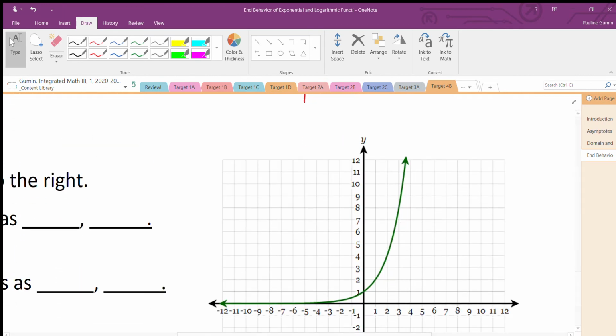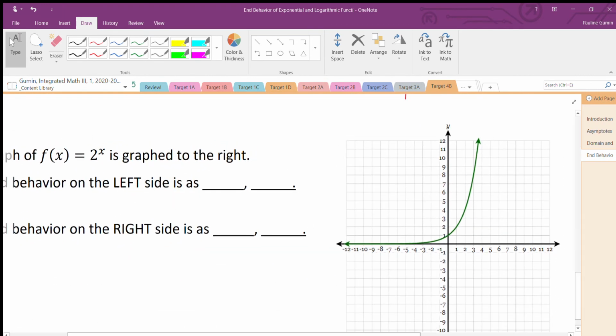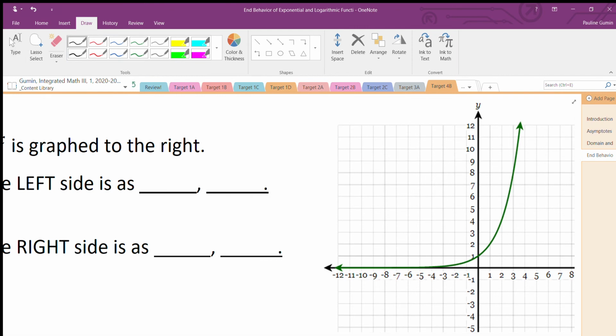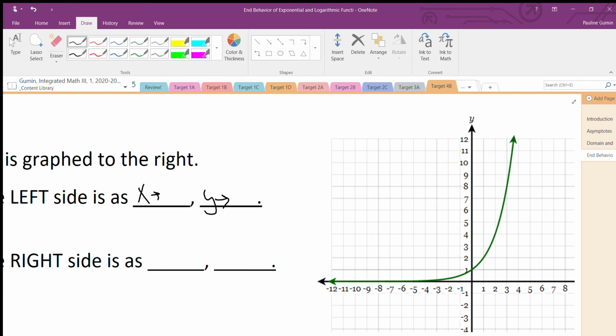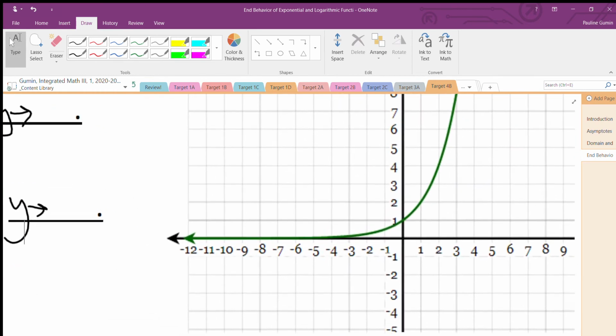Let's try another exponential. Ooh, 2 to the x, our most common great one. Yes, yes. We are still looking at the left and right arms, and we want to see what is happening to our x's and what's happening to our y's on our arms, on the left-hand side and on the right-hand side.